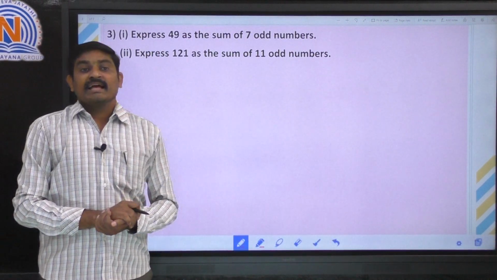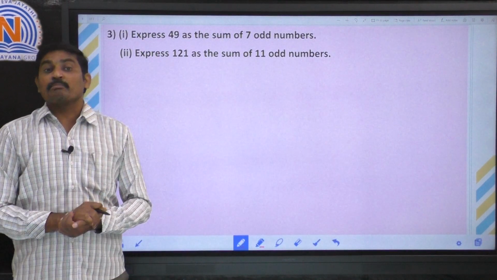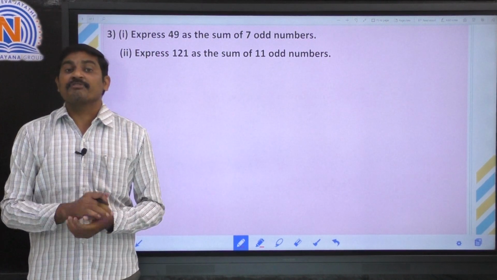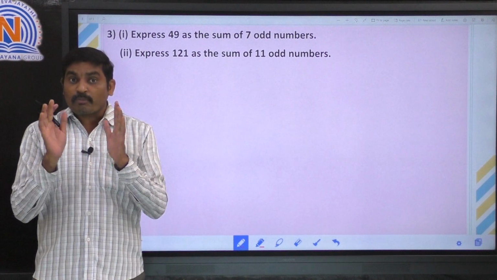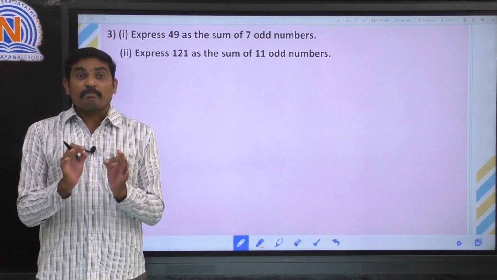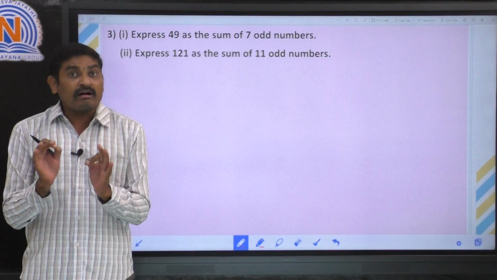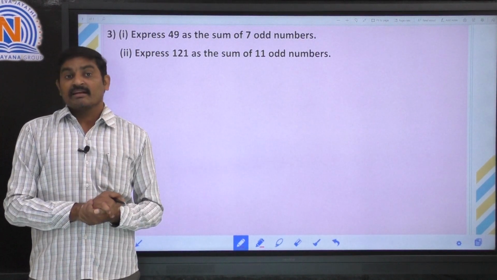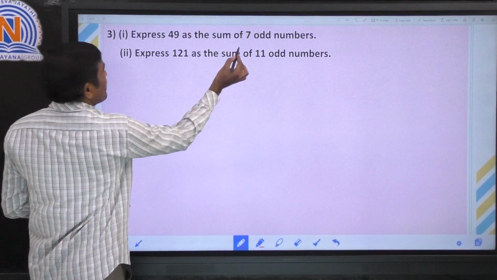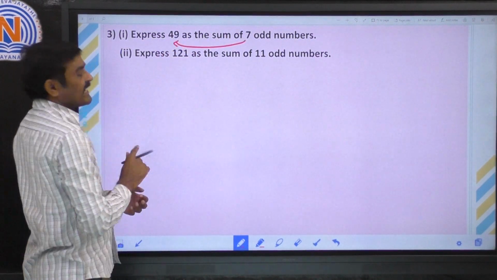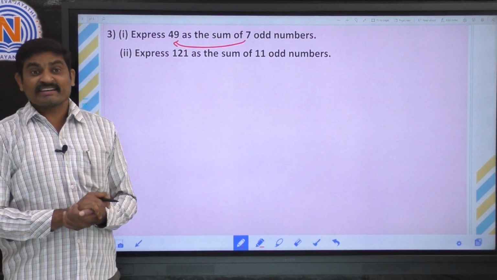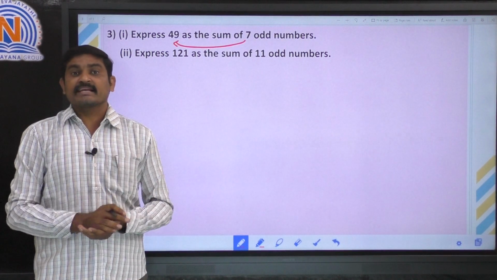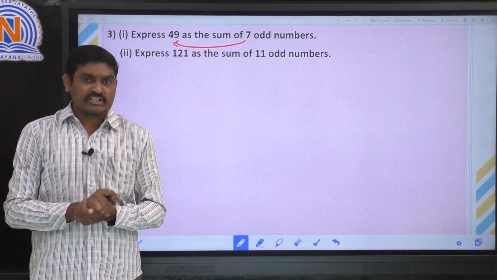Now see, express 49 as a sum of 7 odd numbers. Express 129 as a sum of 11 odd numbers. Very simple. One point you have to remember: the sum of first n odd natural numbers is equal to n square. Now observe here, 7 square is equal to 49. So 7 square is equal to 49 means here we will get the sum of first 7 odd natural numbers.